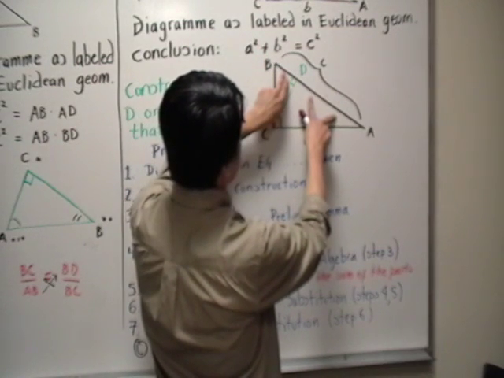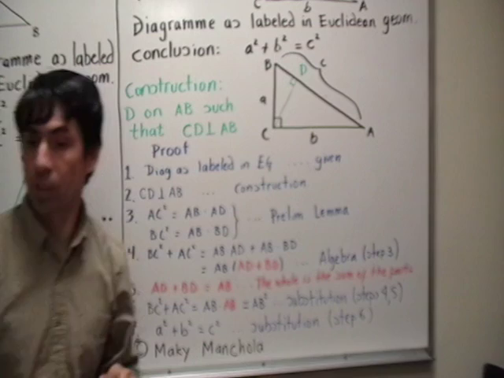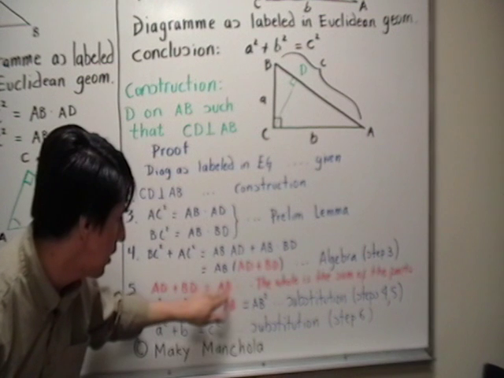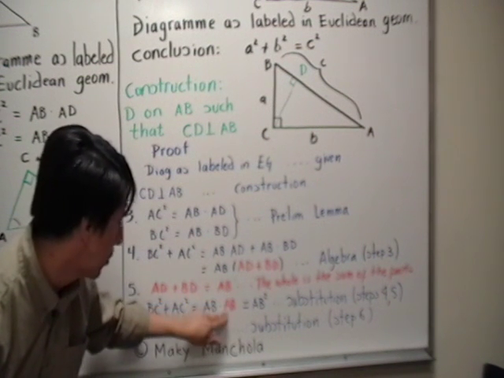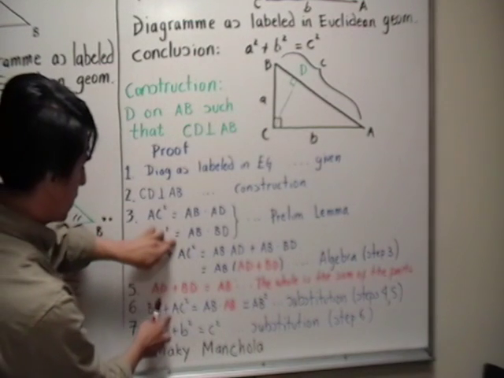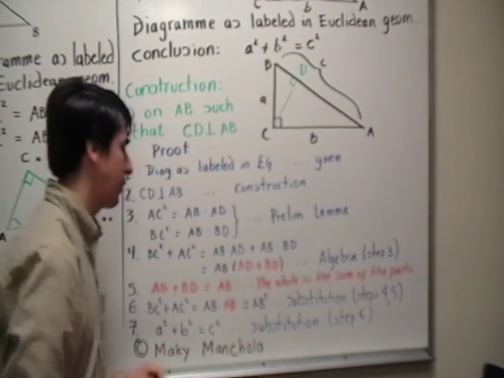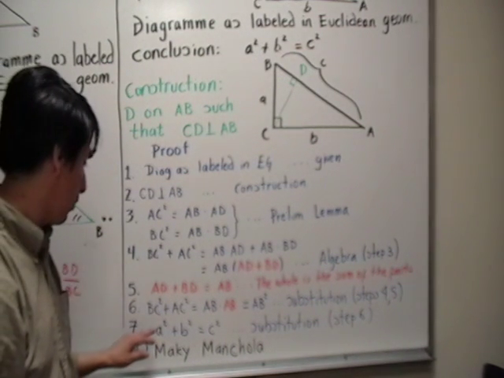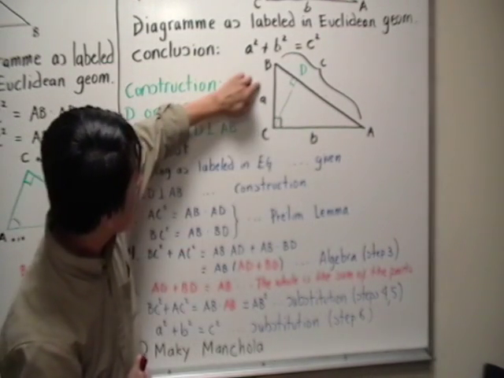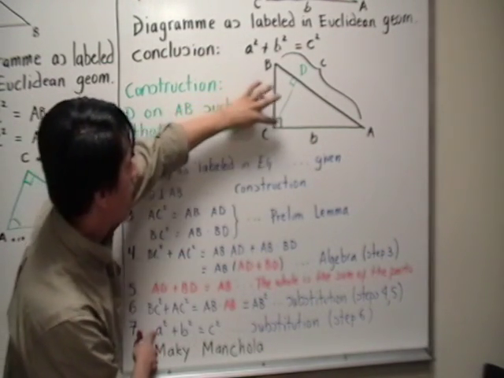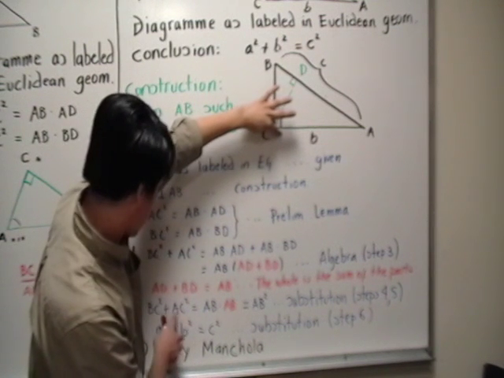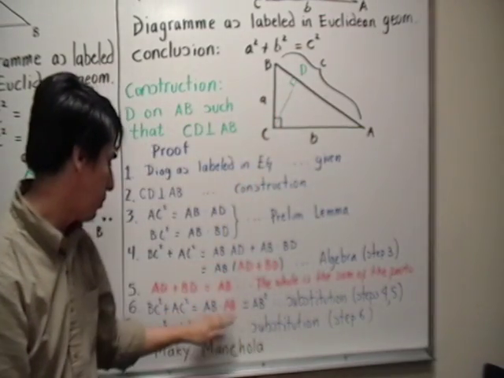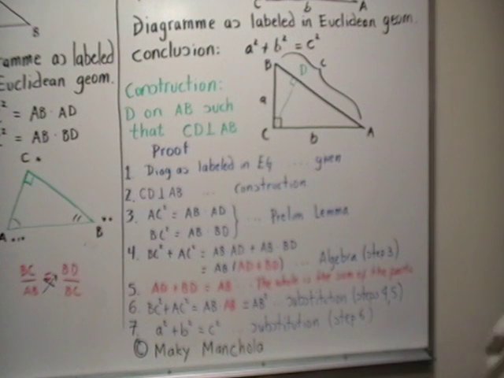AD plus BD is the same as AB because the whole is the sum of the parts. So let's make a substitution. AD plus BD becomes AB. Therefore, BC squared plus AC squared is AB squared because AB times AB is AB squared. This pretty much is what we're after because BC is A, so BC squared is A squared. AC is B, so AC squared is B squared. And AB squared, well, AB is C, so AB squared becomes C squared. That completes our proof.